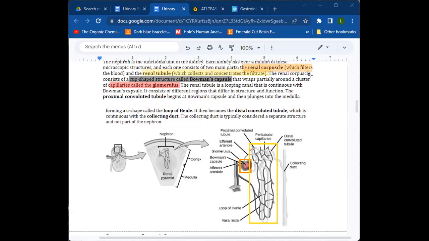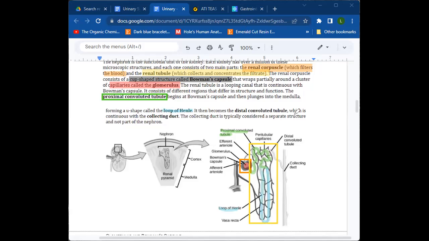The renal corpuscles in orange. So the renal tubule has several parts to it. It's supposed to have a proximal convoluted tubule. So the proximal convoluted tubule is all this part in here. Then there's the loop of Henle. The loop of Henle is this structure right here.